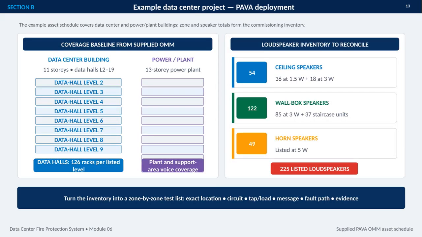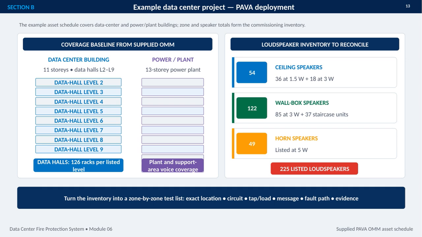This example data center project shows how the supplied PAVA OMM asset schedule becomes a practical commissioning baseline. The coverage includes an 11-story data center, with data halls from levels 2 through 9, plus a 13-story power and plant building. Each listed data hall level contains 126 racks, while plant and support areas require voice coverage as well. The schedule identifies 225 listed loudspeakers to reconcile.